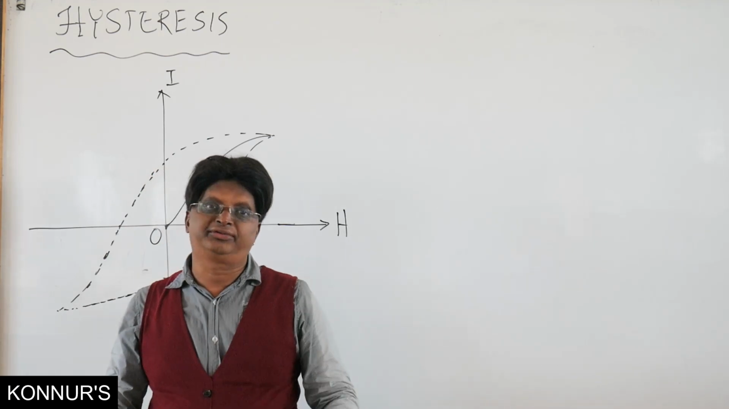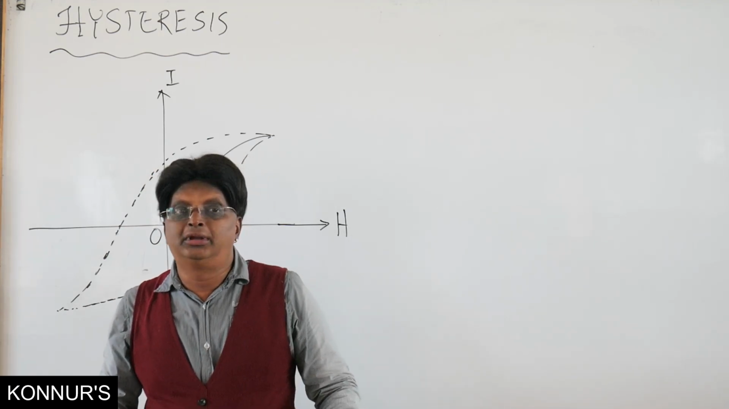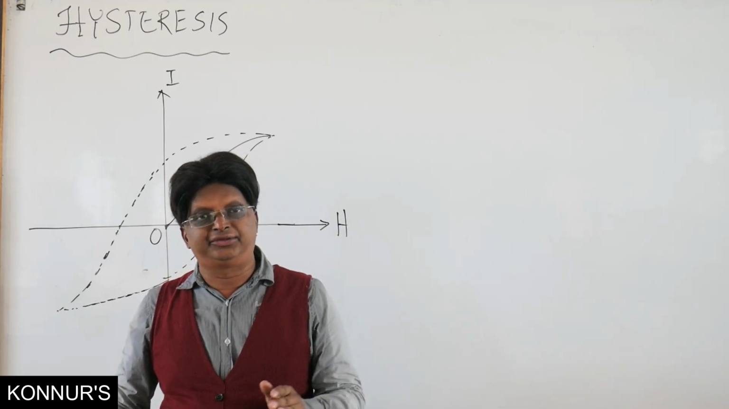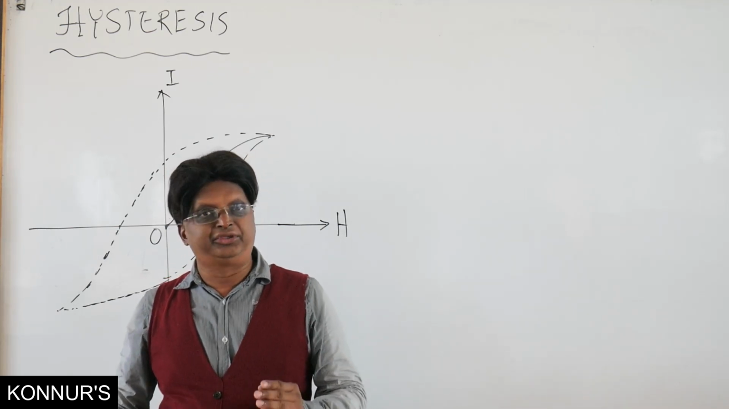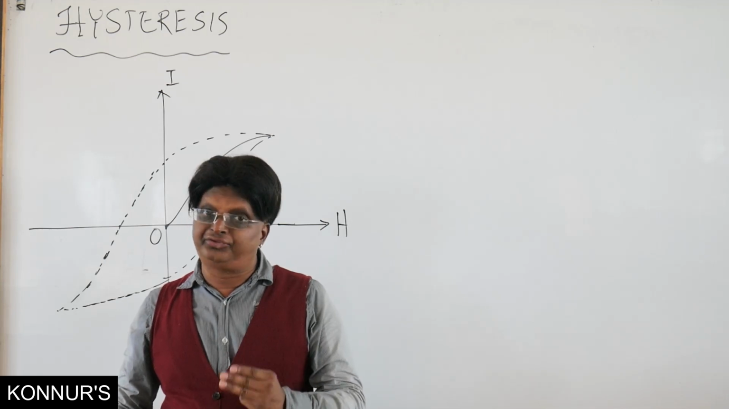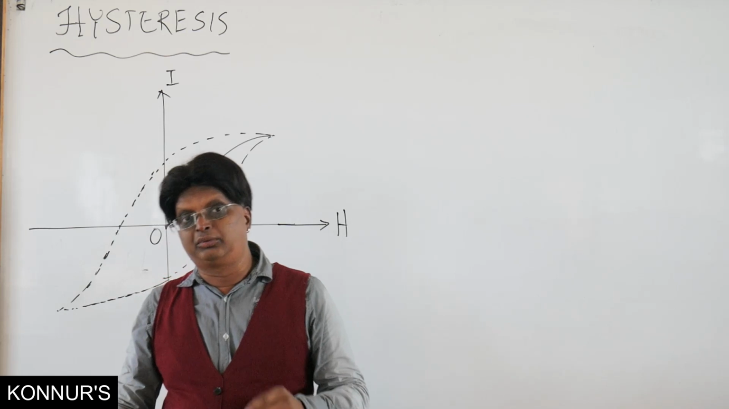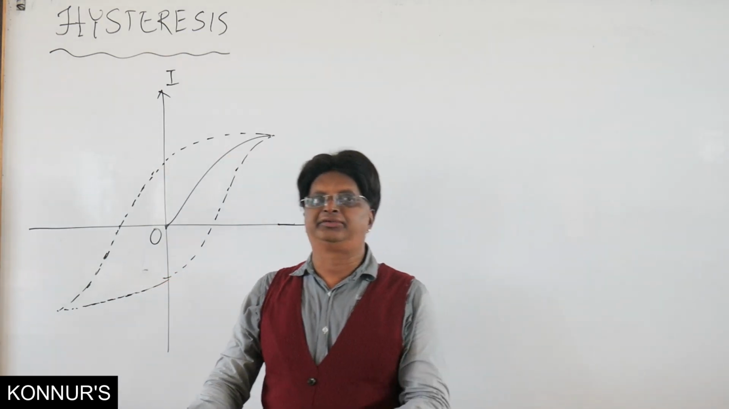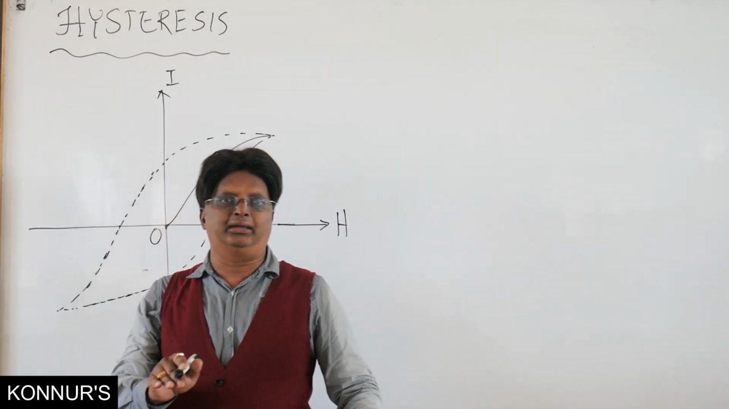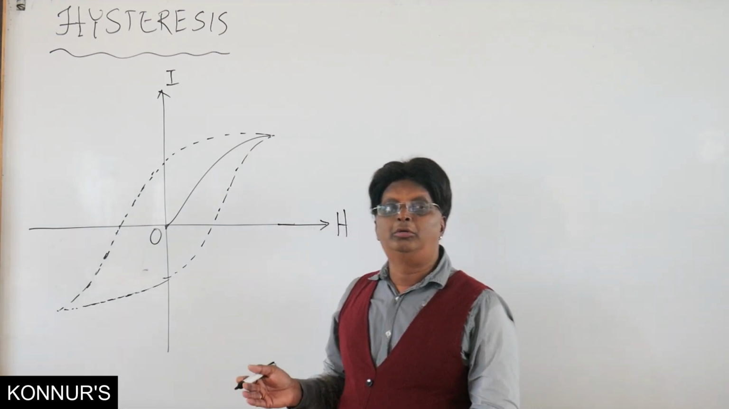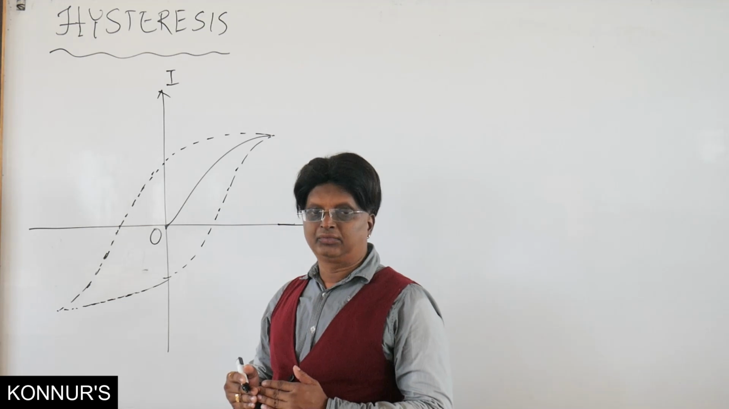Now let us see the property, popularly called the hysteresis property. Hysteresis, hysteresis loop, hysteresis loss. These three things are our point of discussion now. Yesterday we told that H is the agency that causes capital I in the magnetic material. I refers to the net magnetic moment per unit volume.